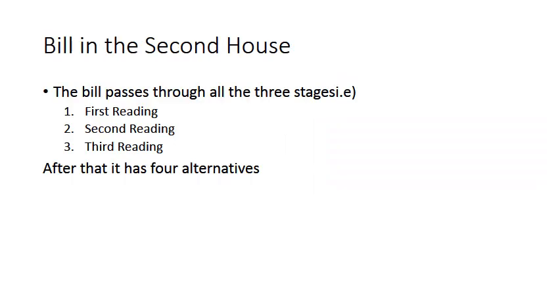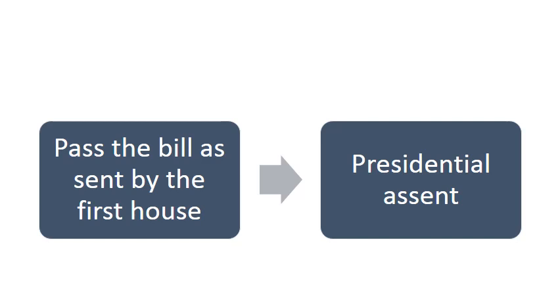The fourth stage is bill in the second house. If the bill is introduced in Lok Sabha, the Rajya Sabha will be the second house. Likewise, if the bill is introduced in the Rajya Sabha, Lok Sabha is the second house. In the second house also, the bill passes through all the three stages, that is first reading, second reading and third reading. There are four alternatives before this house. The first option they have is they can pass the bill as it is sent by the first house. If this happens, the bill will directly go for the presidential assent.